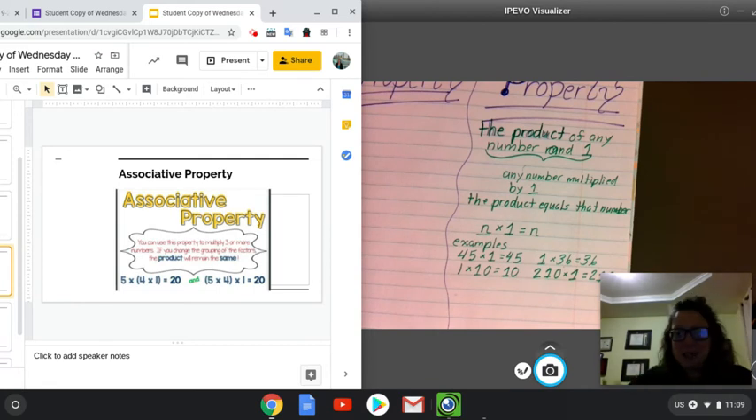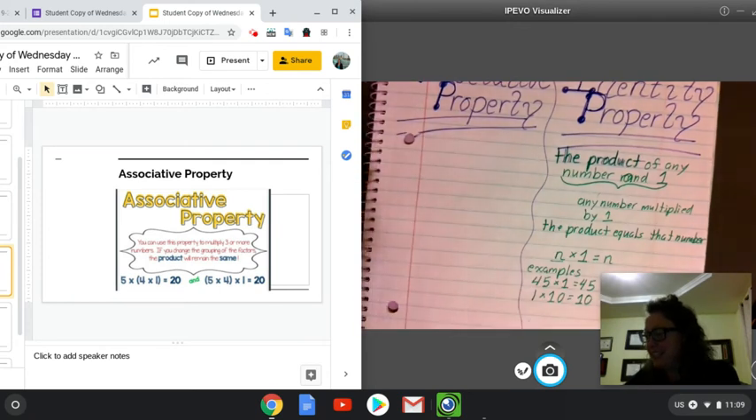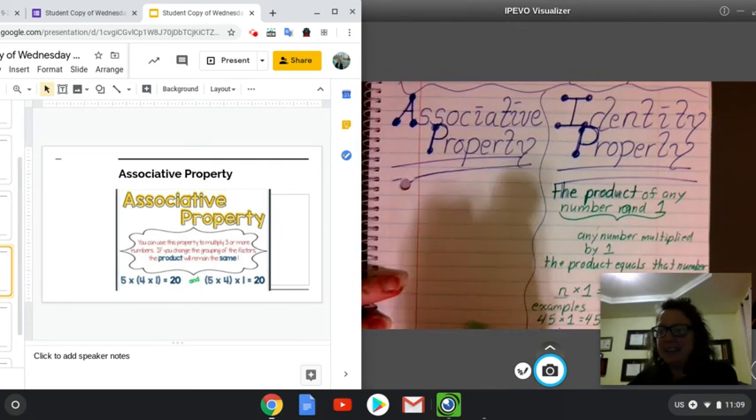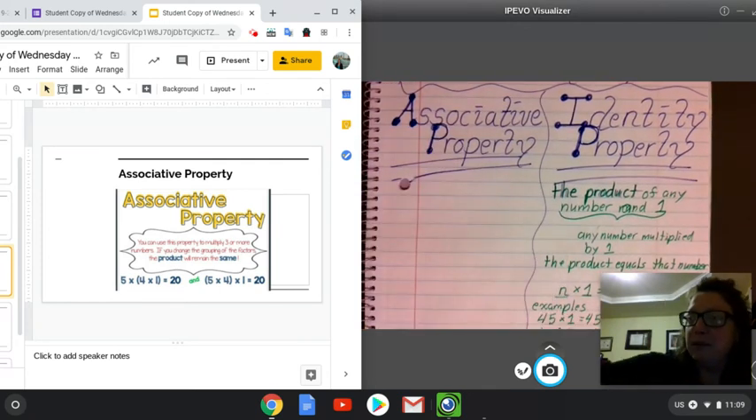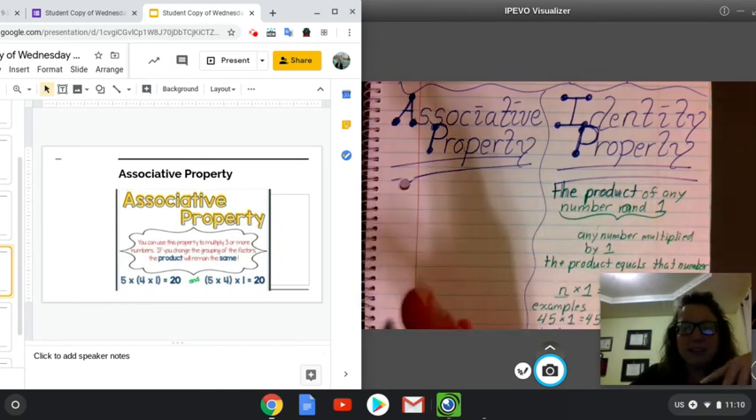The associative property. Let's move on past the identity property and let's look at the associative property. The associative property states that you can use this property to multiply 3 or more numbers, and it doesn't matter how you group them, the product will stay the same.